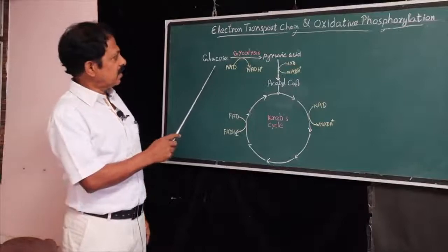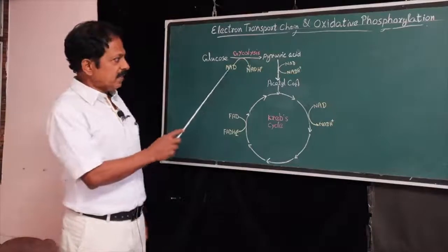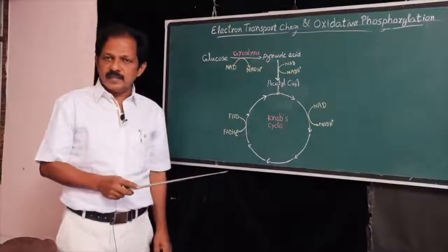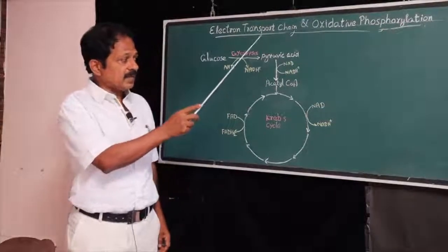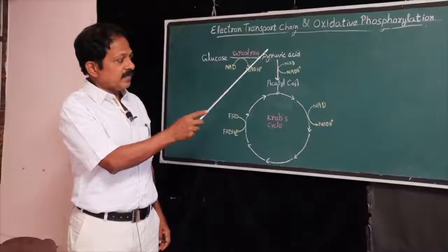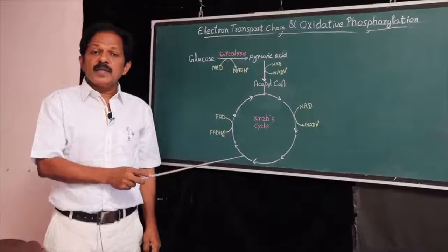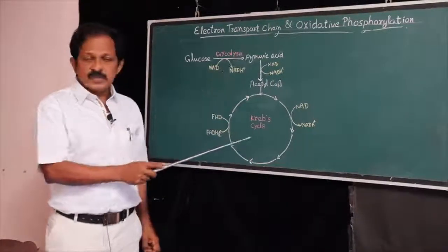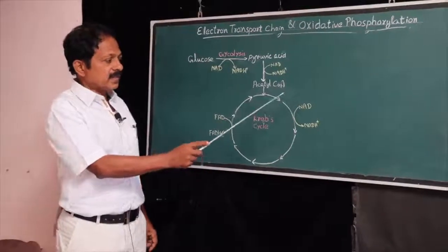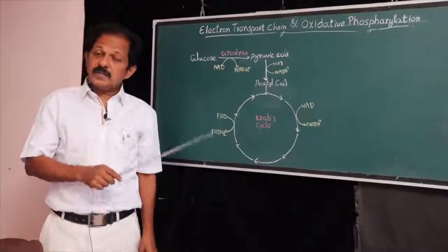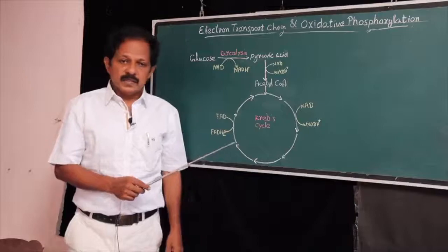See, in glycolysis, glucose is converted to pyruvic acid. There, in addition to ATP, we get the reduced coenzyme NADH. Similarly, pyruvic acid is converted into acetyl coenzyme A for the first time by the oxidative decarboxylation process. There also we get the reduced coenzyme NADH, and that is further oxidized in the Krebs cycle. There also we get NADH and FADH2 in addition to ATP, that is GTP; GTP is equal to ATP.